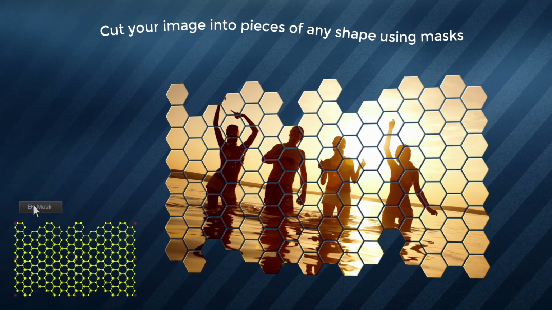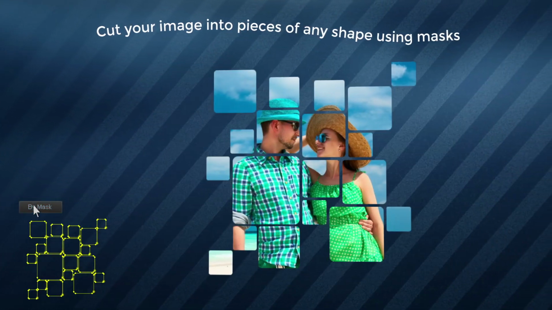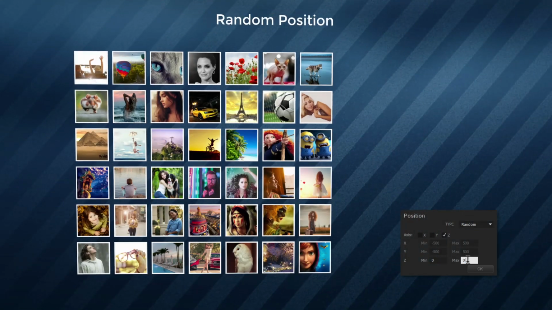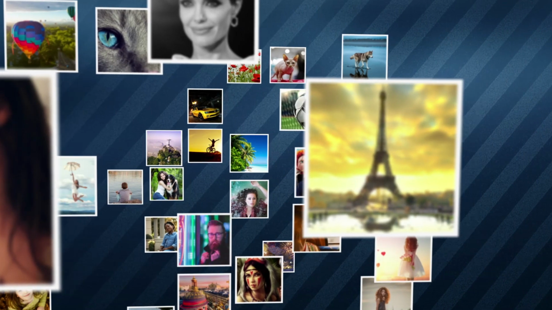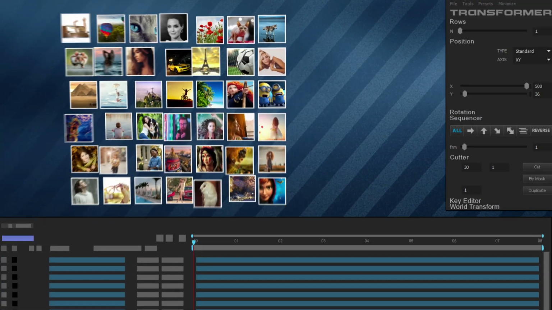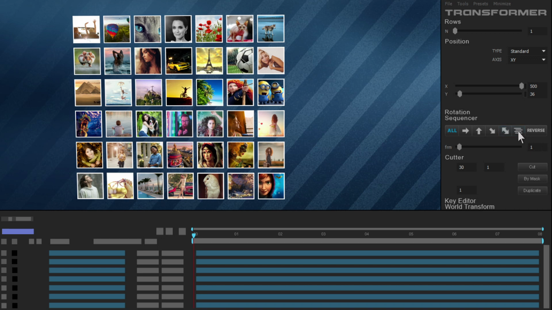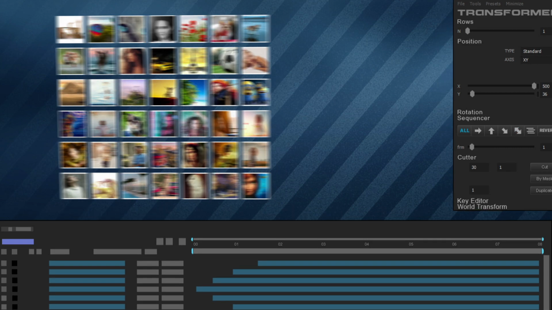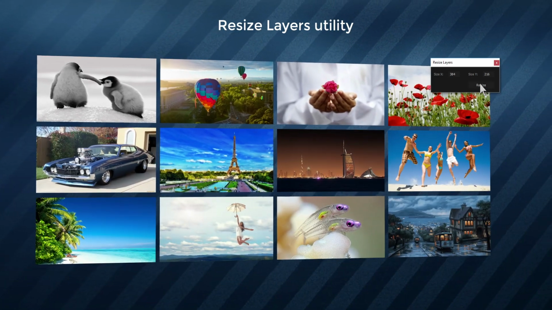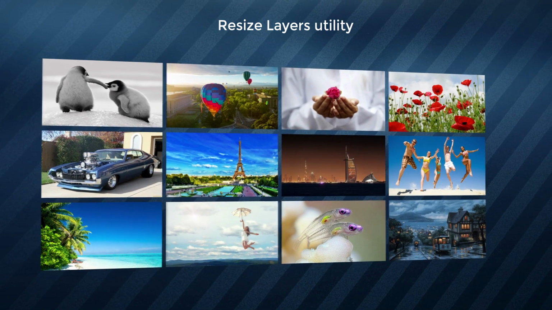Now you can cut your images into pieces of any shape using masks. We've added a new random position type, which will help you move your images quickly and arrange them in random positions. We've added random and two-sided diagonal types of sequences into the sequencer section. Save a bunch of time by resizing multiple images using Resize Layer.